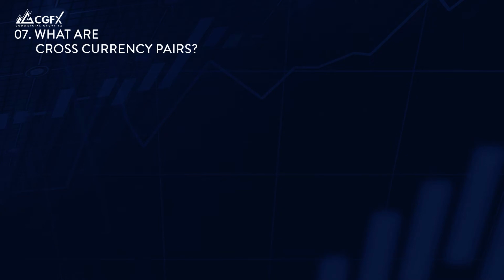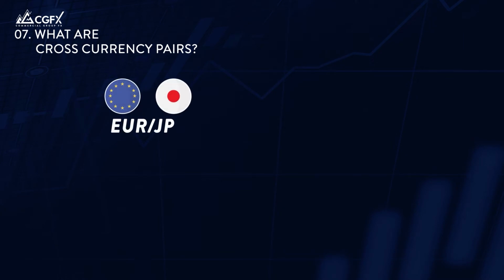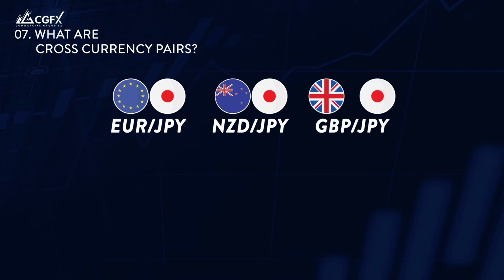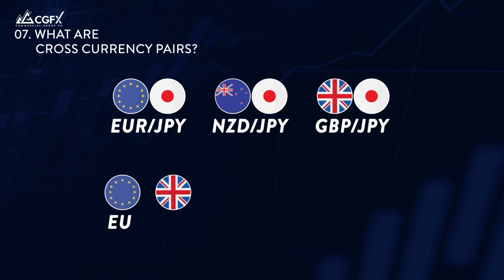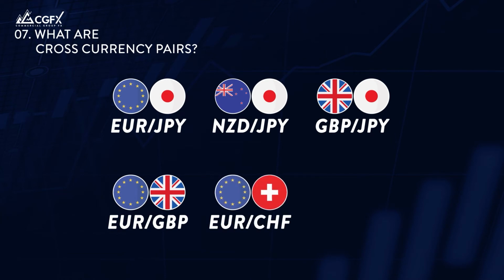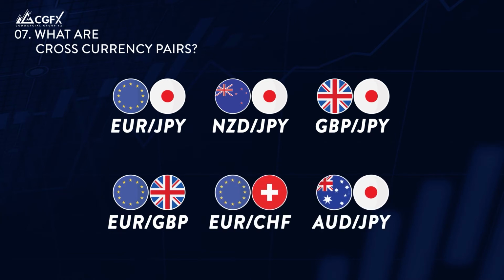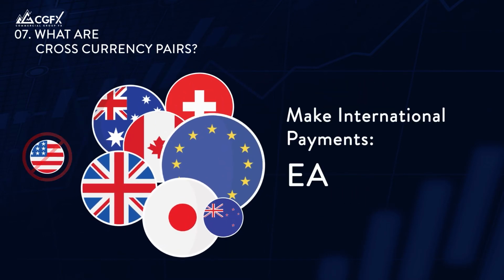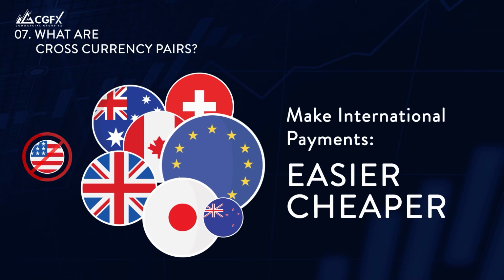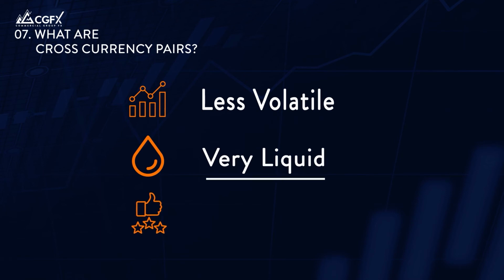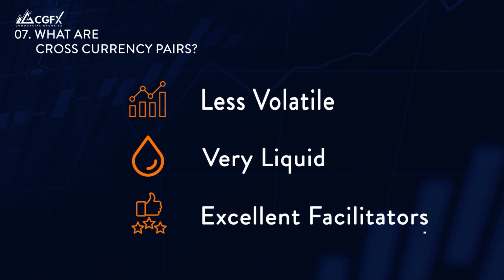The most common crosses involve Euro to Japanese Yen, New Zealand Dollar to Japanese Yen, British Pound to Japanese Yen, Euro to Great British Pound, Euro to Swiss francs, Australian Dollar to Japanese Yen. Cross-currency transactions make international payments easier and cheaper. In Forex, cross-currency pairs are believed to be less volatile, very liquid, and excellent facilitators of increasing the trade volumes.